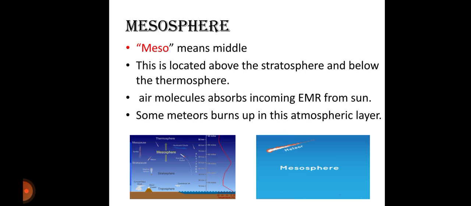The question is, what is meteor? Meteor is a piece of rock or matter that has been broken off in space and travels through the atmosphere. When they cross mesosphere, friction and momentum cause the meteor to burn up and appear as a light crossing the sky.